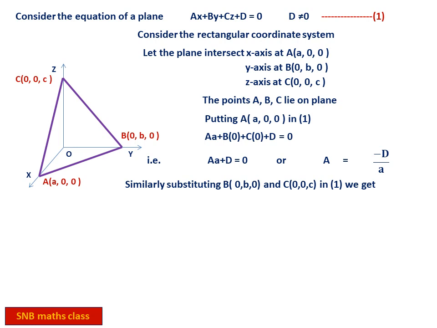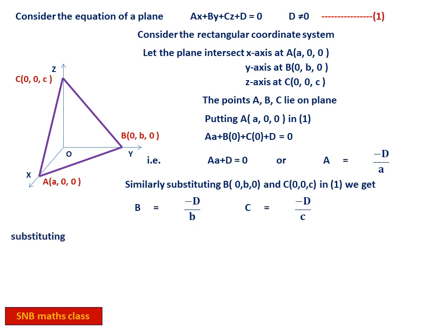Similarly, once I show this one, the remaining two I need not show in detail. Substitute the values of B and C, and you get the following. For example, B = -D/b. Similarly, C = -D/c. So these are the values of A, B, C, that is, the coefficients of x, y, z in equation 1.